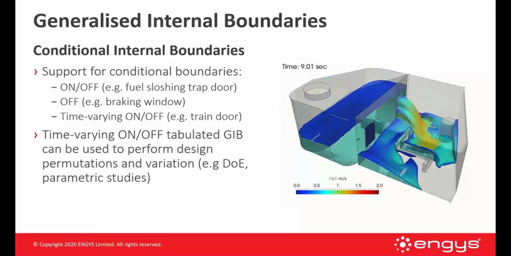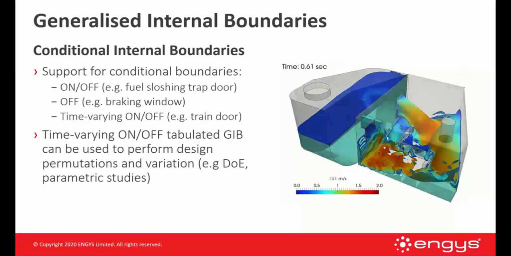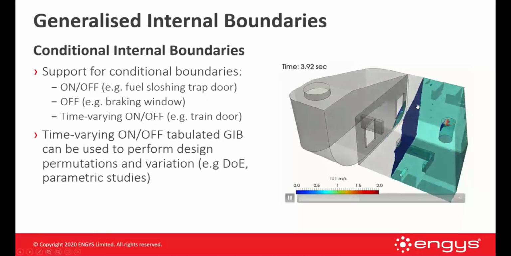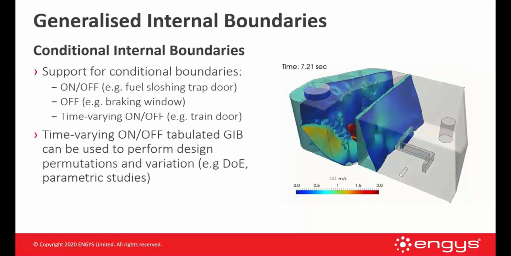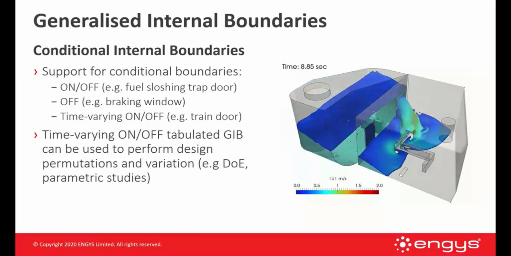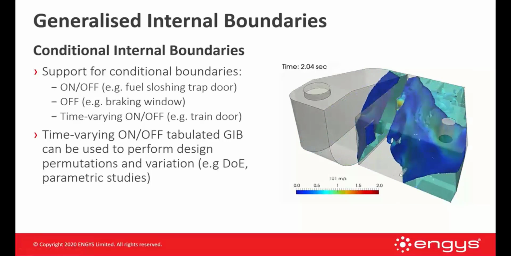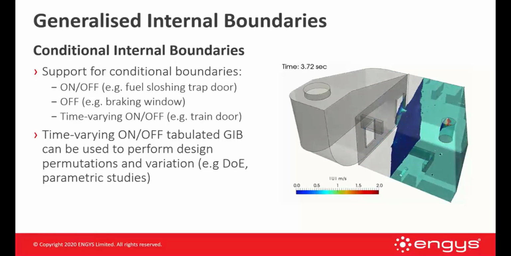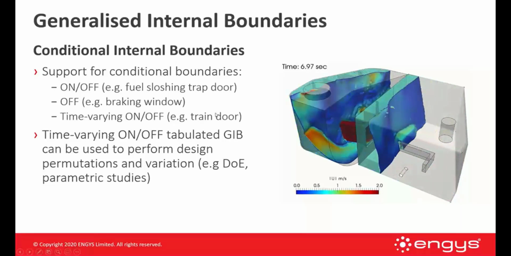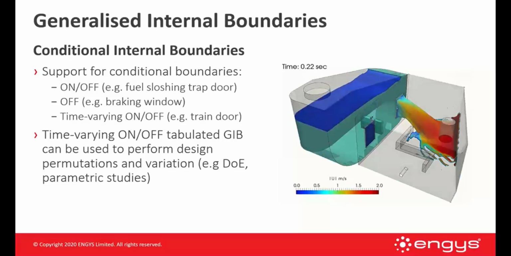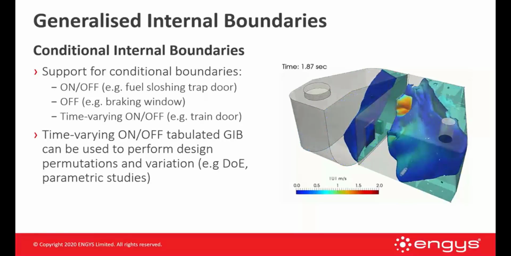And this is what we call two-way GIB, so on and off, so on and off with respect to the opening and wall. And then you can have also one way, which is for example, a breaking window. So a wall becomes an opening, and there is no way to return back to a previous state. If you want to return back to a previous state, you might want to use the time varying on-off option. So you have a tabulated GIB as a function of time, and this can be used, for example, to simulate a door opening and closing inside a train or a building, for example. Time varying on-off tabulated GIB can be extended and used to perform things like design variation and design permutation, such as parametric studies and DOEs.